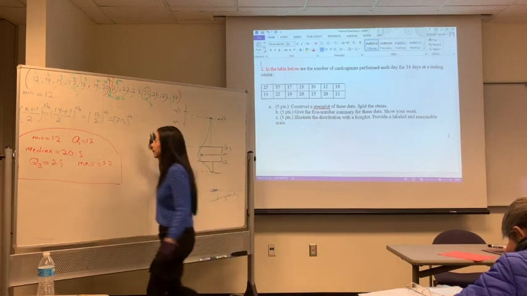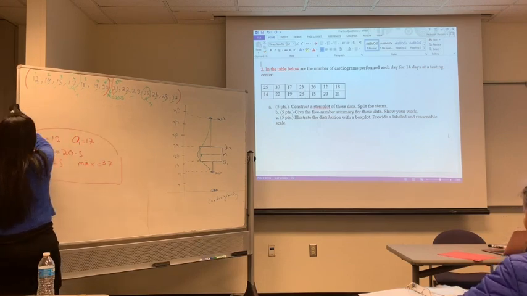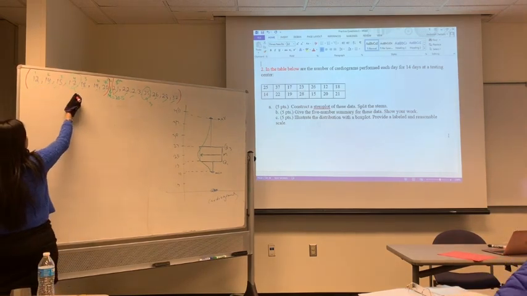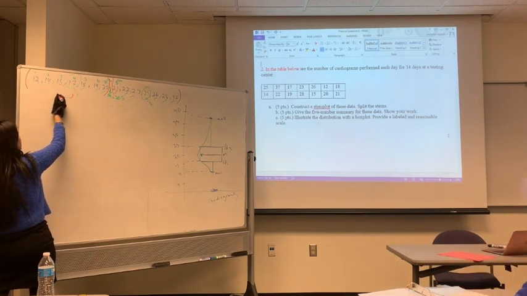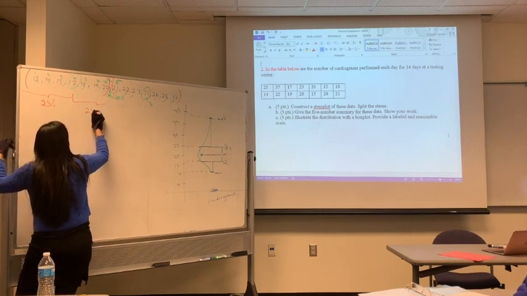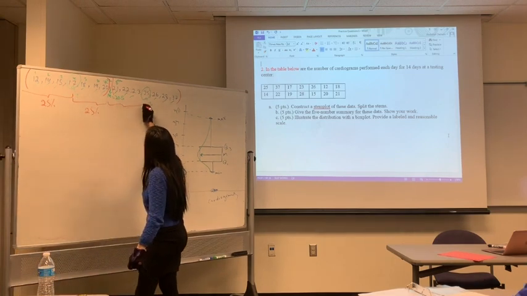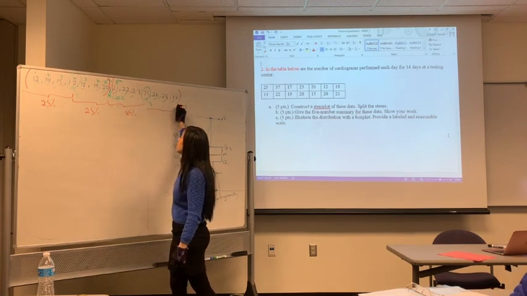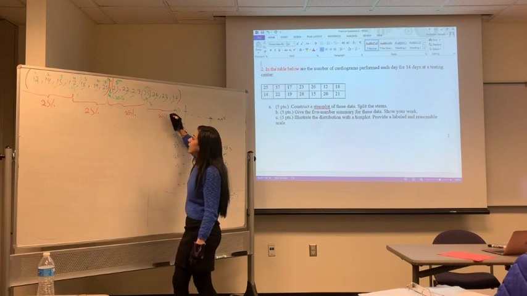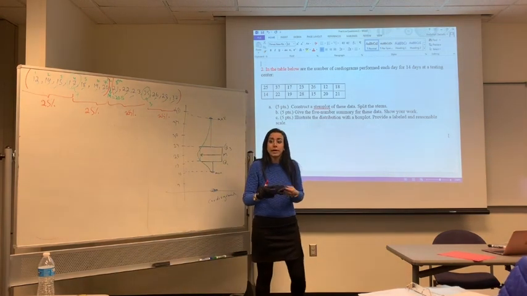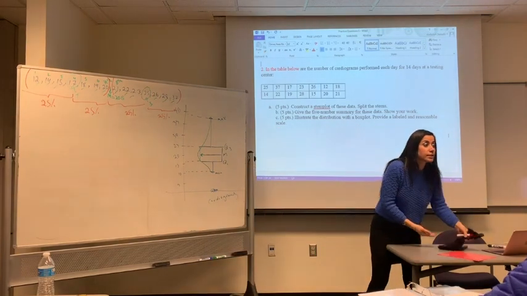So now I want to again talk about the percentage. What percent from minimum to Q1? 25%. What percent Q1 to median? 25%. What percent median to Q3? 25%. Q3 to maximum? 25%. Okay, so now my last thing that I want to talk about. Do you have any questions?